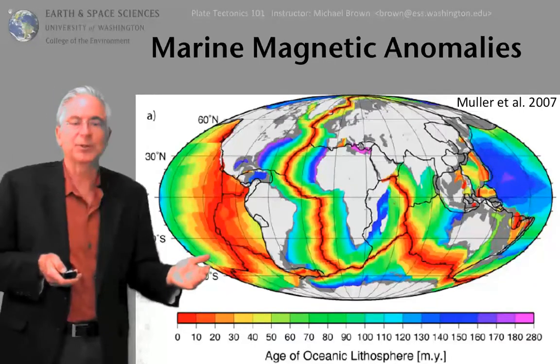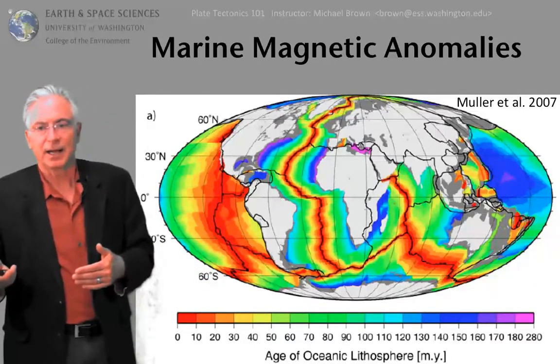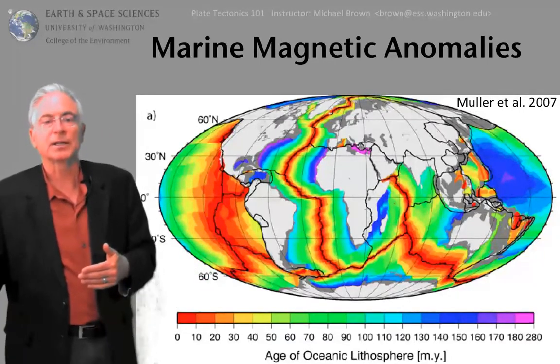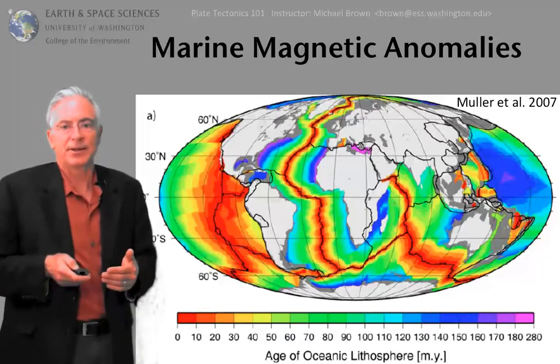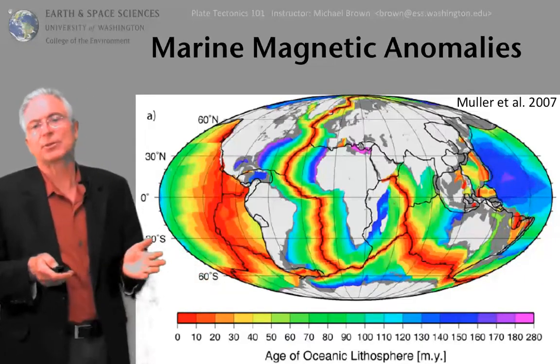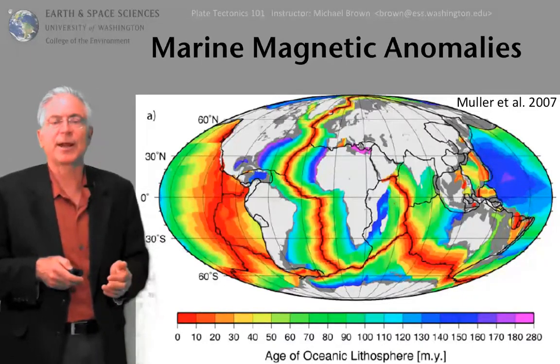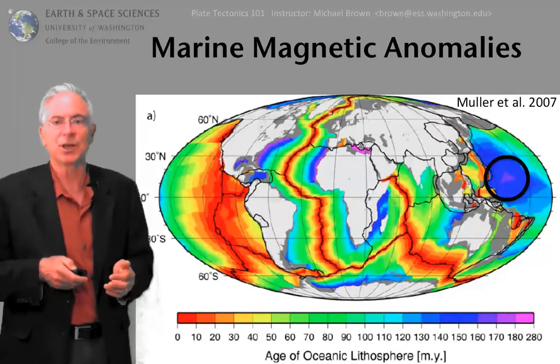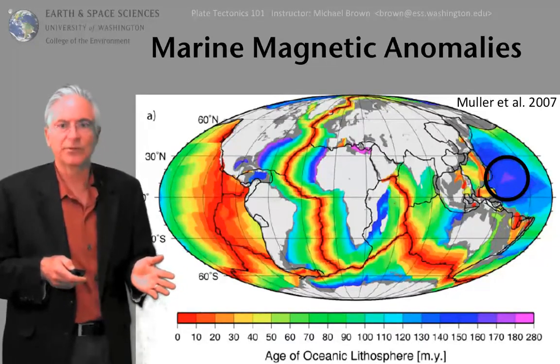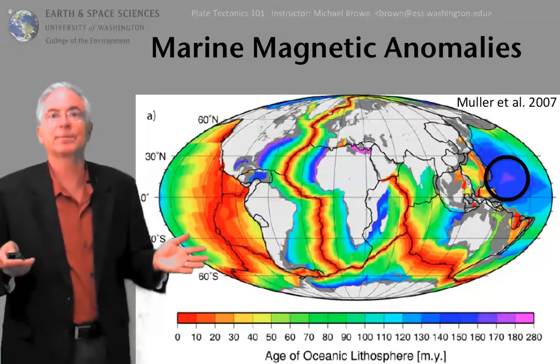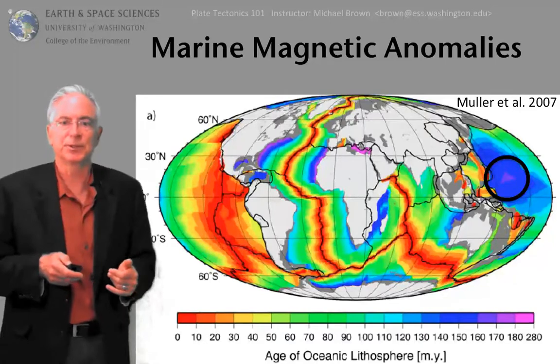The warm colors are young, the colder colors are old. And on this scale, you go from 0 back to approximately 200 million years. Notice on this diagram that the oldest parts of the ocean are in the western, far western Pacific, where ages are up close to 200 million years old.